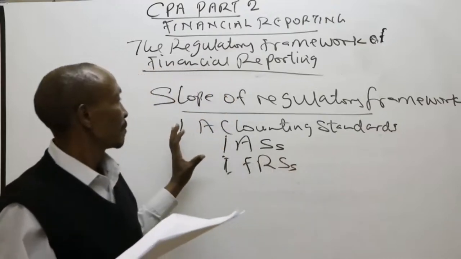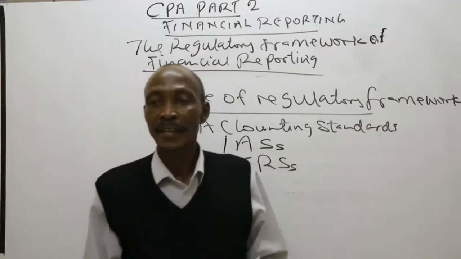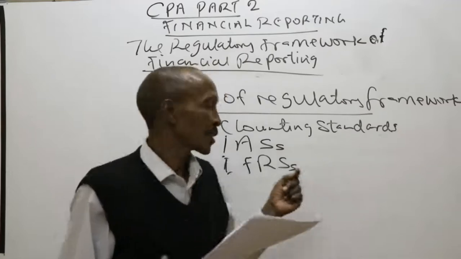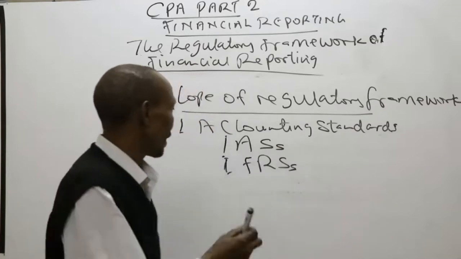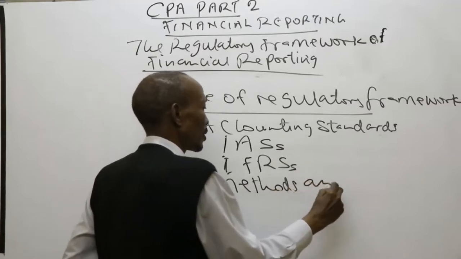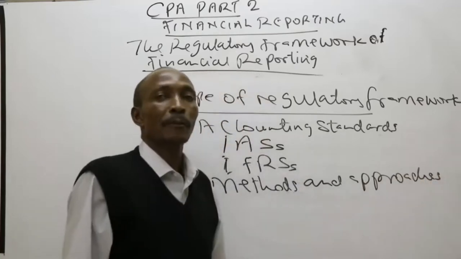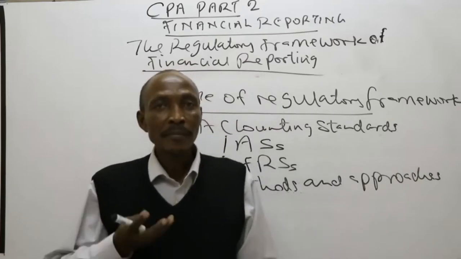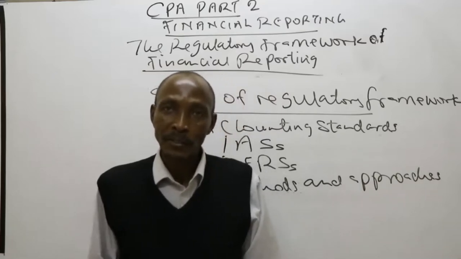So one of the parts of a regulatory framework is having accounting standards, which have been issued or prepared by professional bodies. We'll be talking about the International Accounting Standards Board shortly. What do these standards contain? They contain methods and approaches. The methods and approaches that accountants must use when they are preparing financial statements. So this not only informs them, but it also binds them as to how they're supposed to approach the preparation of financial statements.